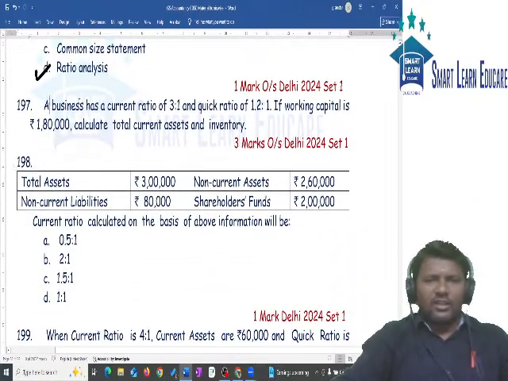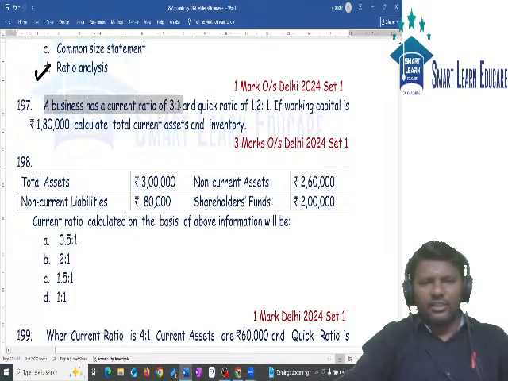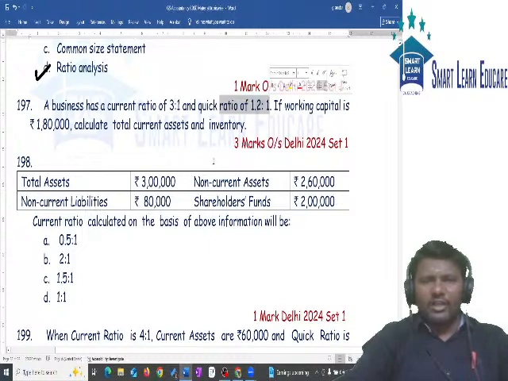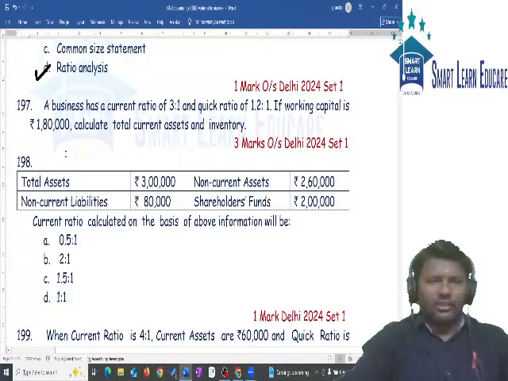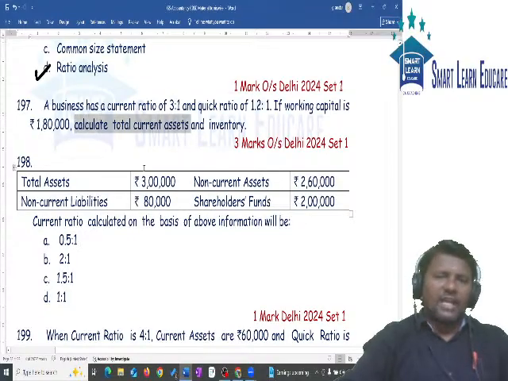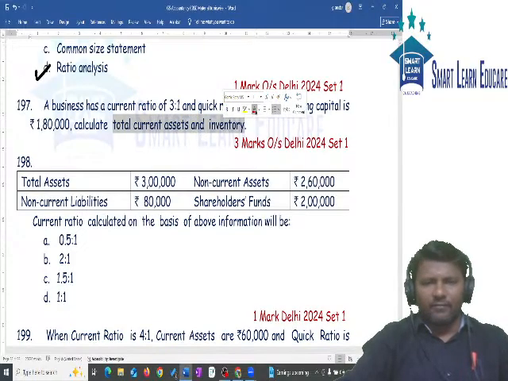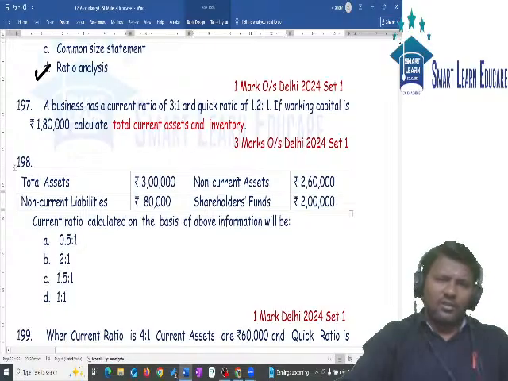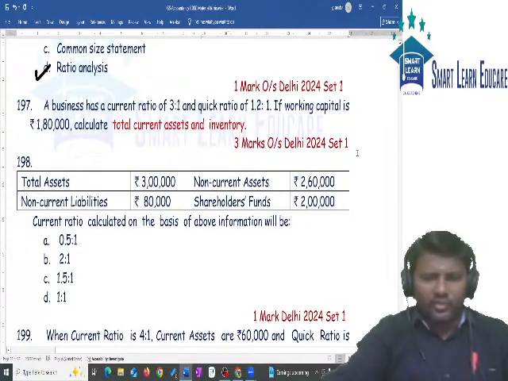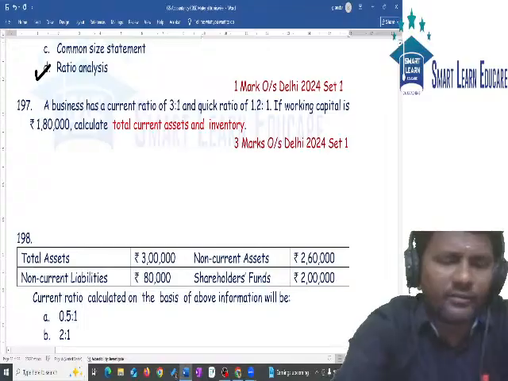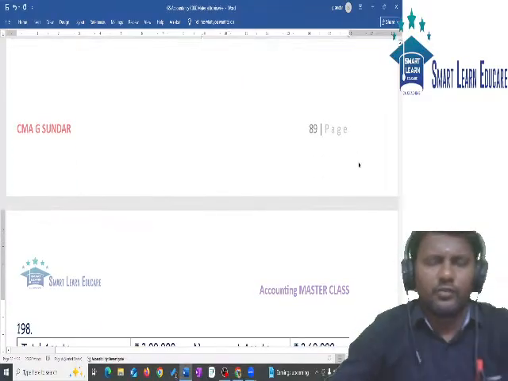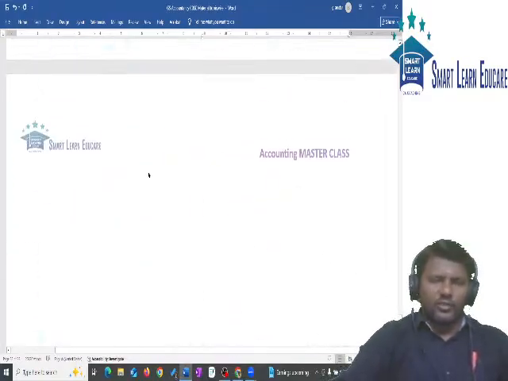Next one, the company has a current ratio of 3:1, and also a quick ratio of 1:1. If the working capital is 1,80,000, calculate total current asset and inventory. In this question, I will tell you what formulas we will be using. Based on that, you are going to solve this question.